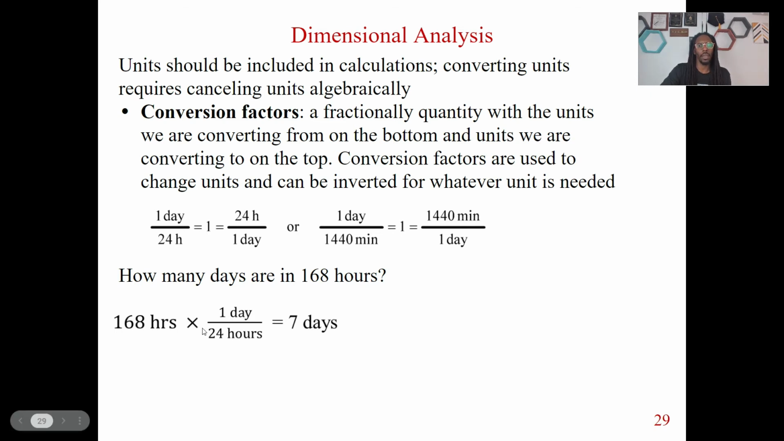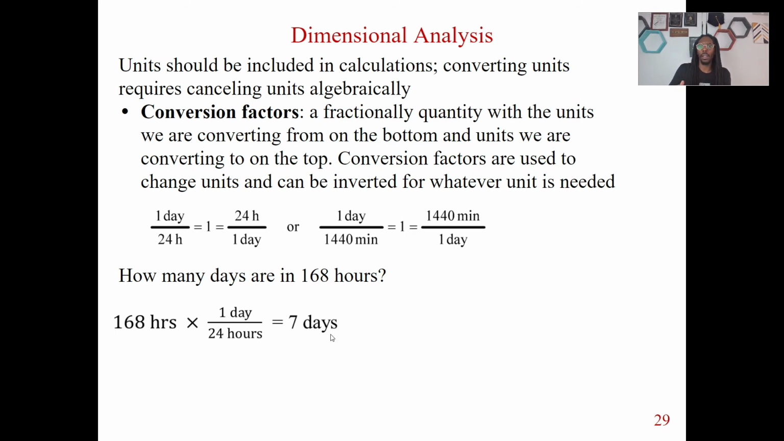So now my hours are on my top and my hours are going to be on the bottom here. So they can cancel out, right? The top will always cancel out the bottom. The bottom cancels out with the top. So when my hours are canceled out, I'm only left with days. This is the unit that's going to be left over. So since this is the unit left over, that's going to be my unit in my final answer, days.